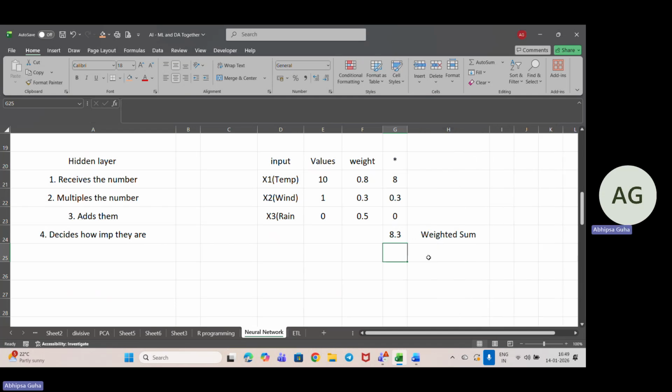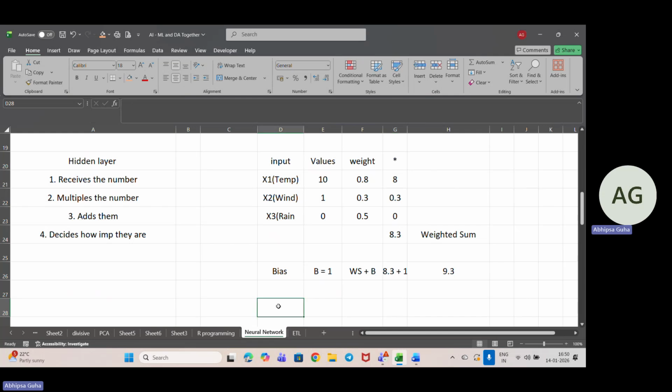Okay, now coming down to bias. Bias is basically extra motivation, as you all know. I have already explained it, so you can check the previous one. I take the value of B as 1, then I do weighted sum WS plus B. So the value will be 8.3 plus 1, which comes out as 9.3.